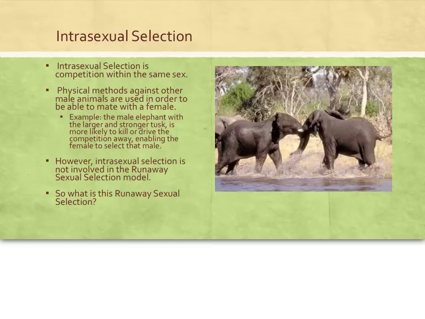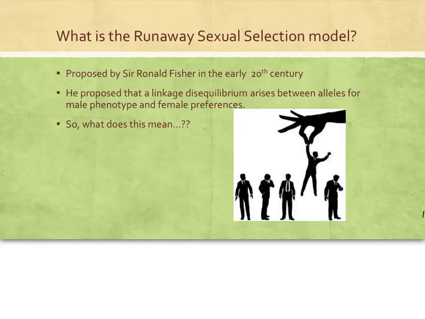So what is the runaway sexual selection model? Proposed by Sir Ronald Fisher in the early 20th century, the model says that a linkage disequilibrium arises between alleles for male phenotype and female preference. As we can see in the figure below, females pick their males.